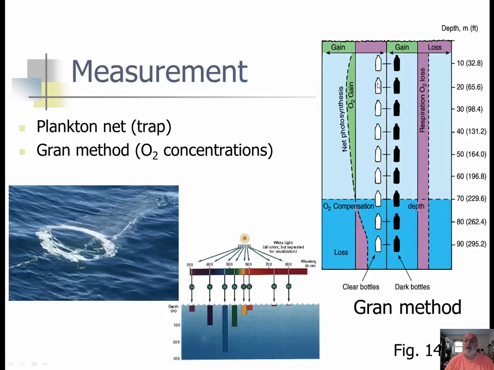If you take a look at the clear bottles, they actually produce more and more oxygen as we go down, and then it gets less and less, and then we get below a certain depth. They're saying here it's 70 meters, so 230 feet. Basically the light disappears at that depth, and then we just get loss of oxygen. The loss is pretty constant because the algae is burning the oxygen at a steady rate all the way down, regardless of whether it's producing it or not.